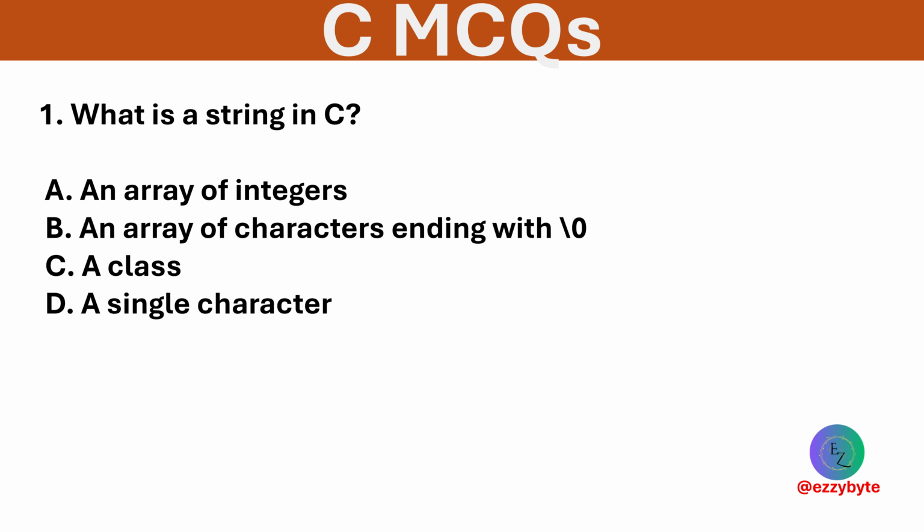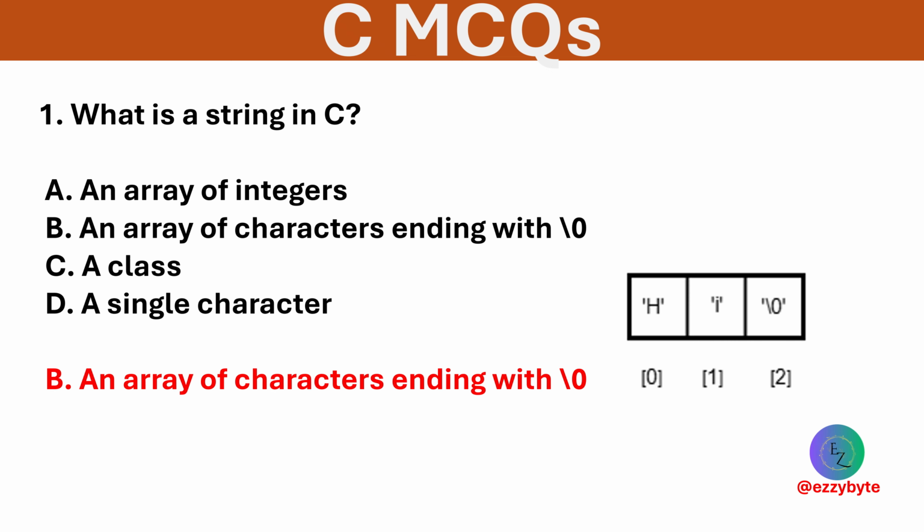Options are an array of integers, an array of characters ending with null, a class, and a single character. Option B is correct. In C, strings are arrays of characters terminated by the null character.